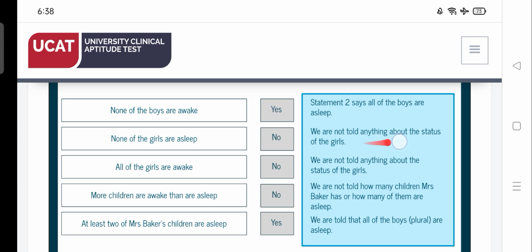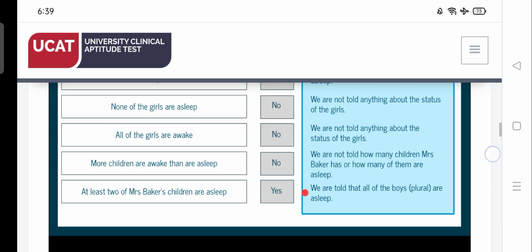Then we are not told anything about the status of the girls. It's a no. We are not told anything about the status of the girls. Same thing as I have already told you. It's a no. We are not told how many children Mrs. Baker has or how many of them are asleep. So it's a no. We are told that all of the boys are asleep. So it's a yes.